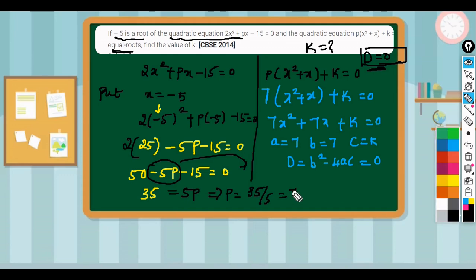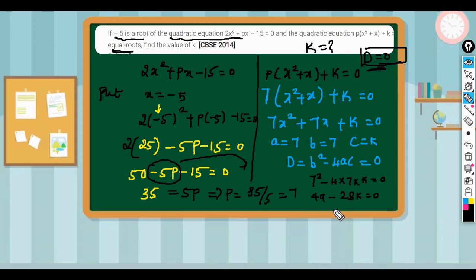So let's now start here. What will happen? B 7 square minus 4 into what is A 7, what is C k equal to 0. 49 minus 28k equal to 0. What will happen to 49? 49 will be equal to 28k and 49 by 28 is your k value. That's all. Hope you understood all the questions.